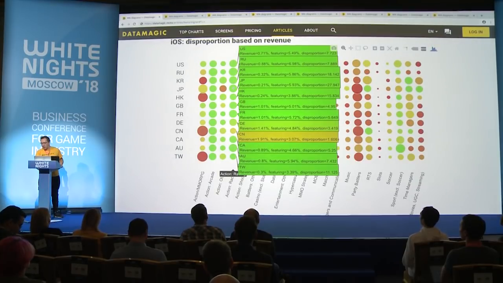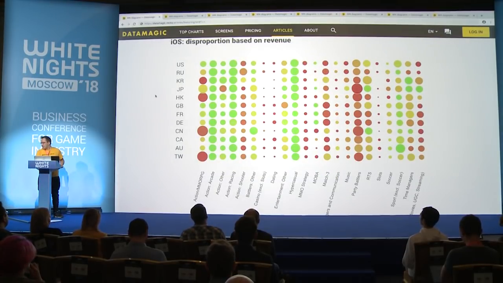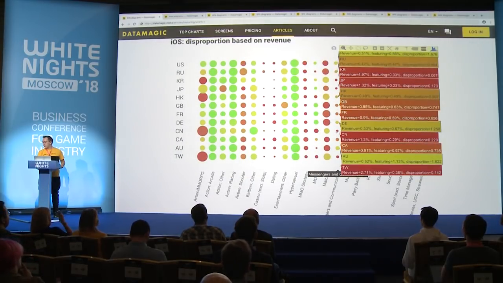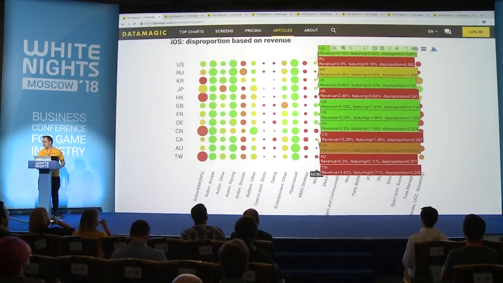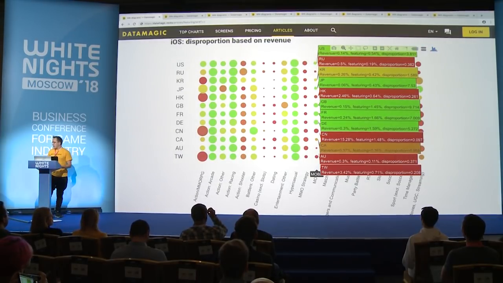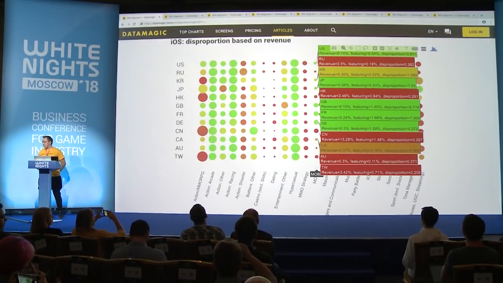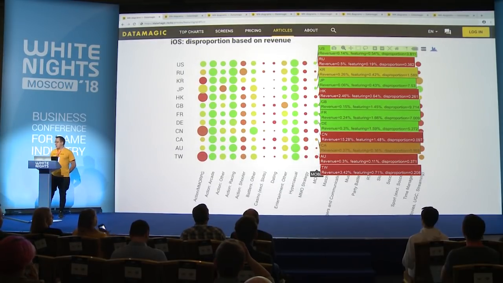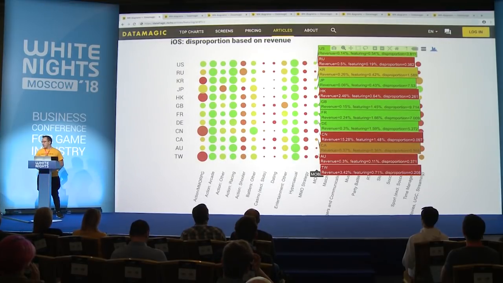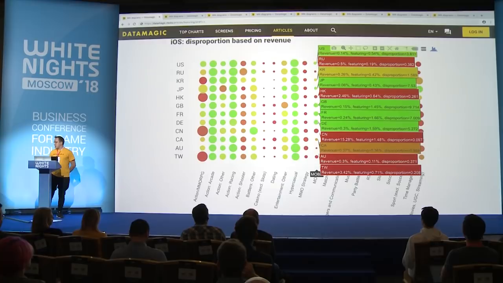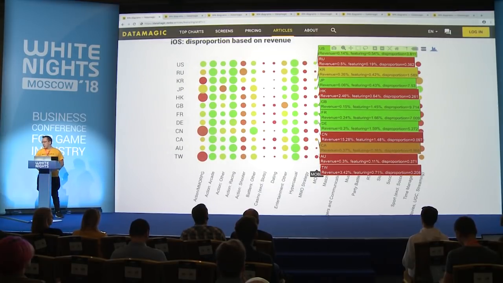Let's have a look at some more interesting phenomena. For example, you see that MOBA has only 3 big green dots in 3 countries: Great Britain, France, and Germany. In these countries, this genre generates really very low share of revenue, but the featuring share is quite significant, more than 1%, which turns out as a disproportion from 5 to 9. For some reason, editorial teams of iOS in these countries really tend to support mobile genre.